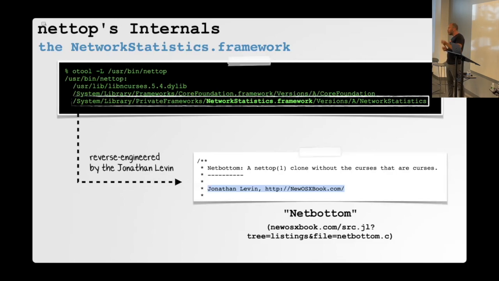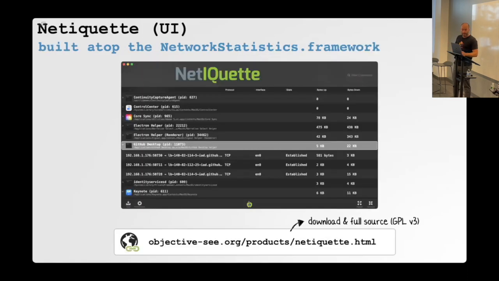Well, if you use otool, we can see the dynamic libraries that this tool depends on. And I've highlighted the one that's most relevant. It's the Network Statistics framework, and we can see it's in the private framework directory. This means it's an undocumented framework. Apple doesn't really want you to use it, but I myself and Jonathan Levin did some reverse engineering effort on it, and it turns out this is exactly how the nettop utility gets its information.